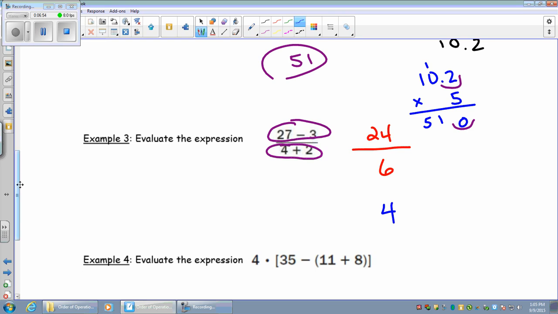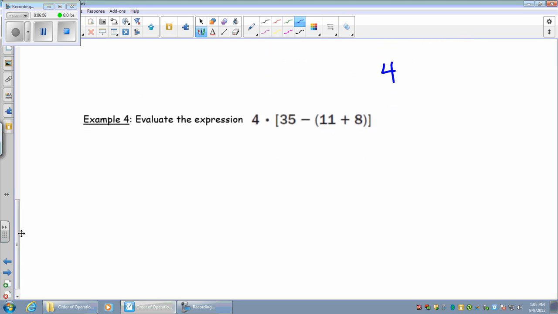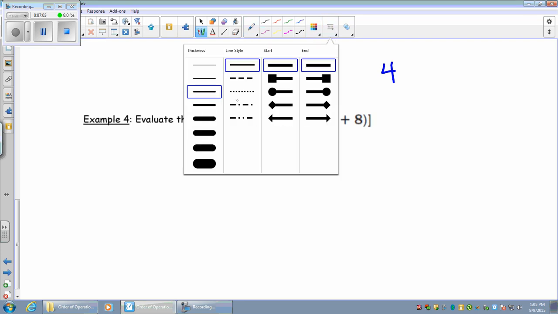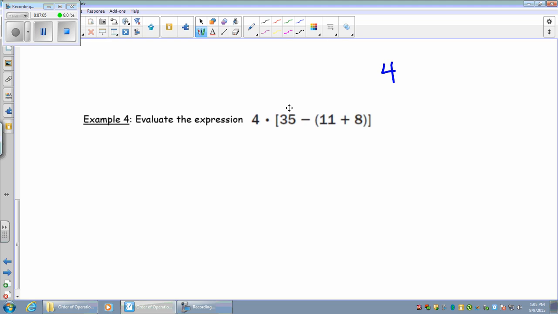A more complex grouping symbol problem is something like example 4, where you have two different sets of grouping symbols. Just like we did before, I'm going to say, okay, let's only pay attention to the stuff inside the parentheses. But because there's two sets of parentheses, we should get rid of all of that first and just pay attention to that stuff, which is pretty easy. It's 11 plus 8. 11 plus 8 is only 19. So now I'm going to rewrite everything, but instead of 11 plus 8, I'm going to write 19.